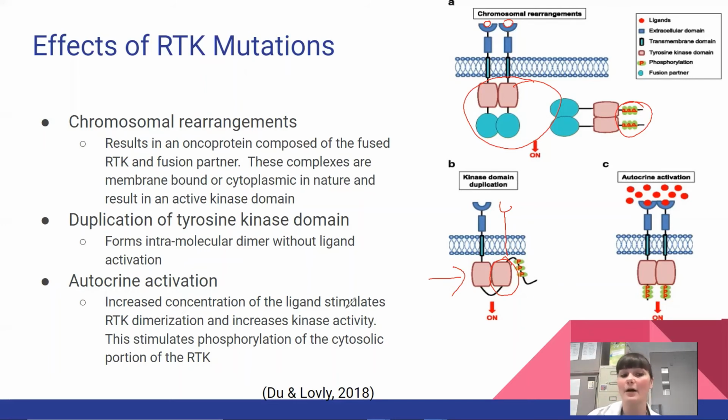Last but not least, we have autocrine activation, which is actually an increased concentration of the ligand, which will then stimulate dimerization and activation of that complex more than it should be as well. So basically, all of these mutations can cause RTKs to be more active than they should be, which is going to cause overexpression of certain genes downstream.